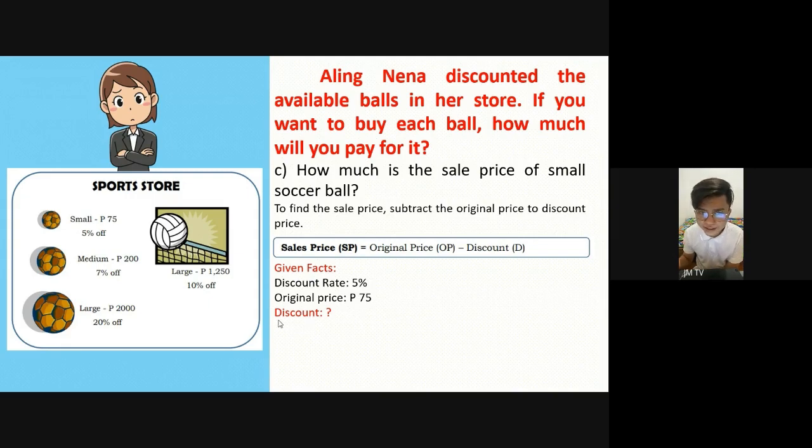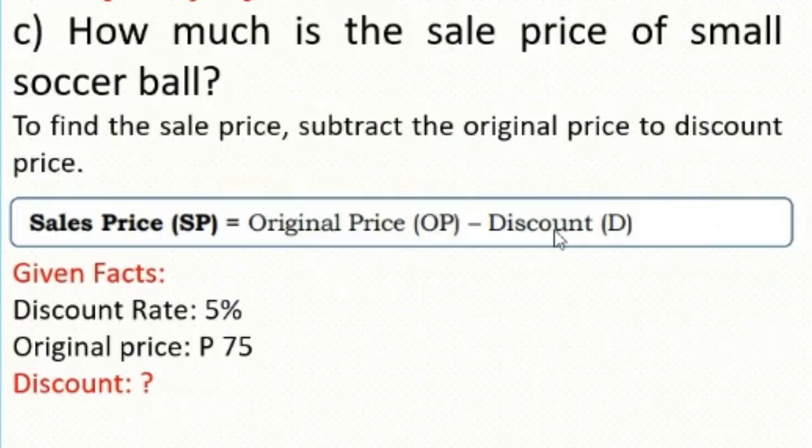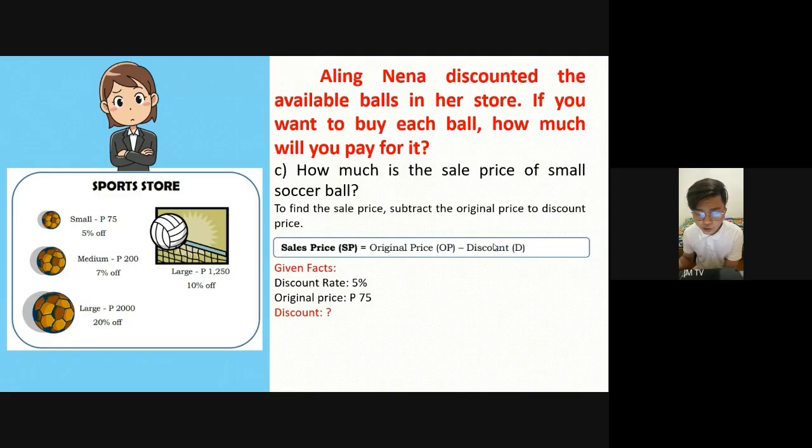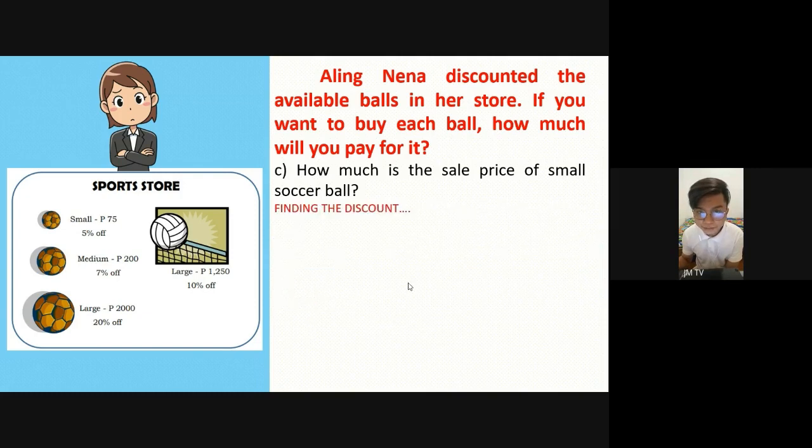Pero ano yung price ng discount natin? Hindi pa natin alam kung ano yung value ng ating discount, which is the formula natin nakalagay dito. Kailangan alam natin yung value kasi kailangan natin masubstitute dito sa formula natin. So, we have to find the discount first. Gamitin natin yung formula ng discount.